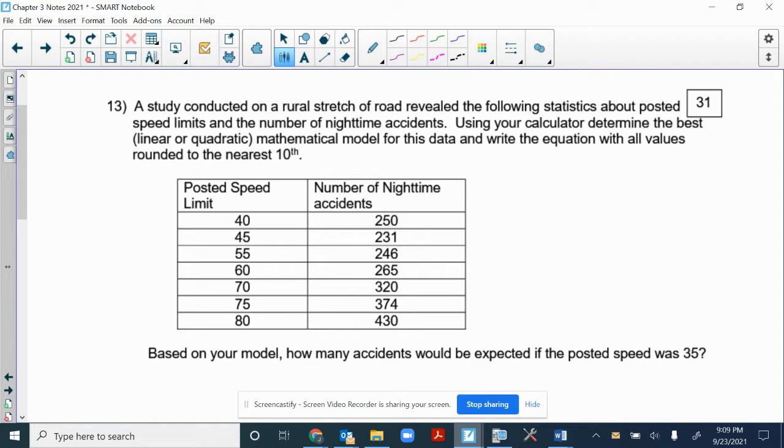So for this one, it has our data table and a situation about a study of posted speed limit and number of nighttime accidents. The first thing they want us to do is use our calculator to see if it's linear or quadratic. And then it tells us to round all of our values to the nearest tenth. And then based on our model, that equation we come up with, we want to know what it would be if the posted speed limit was 35.